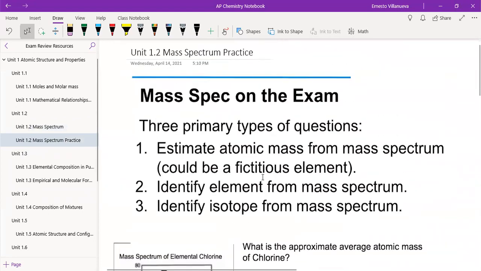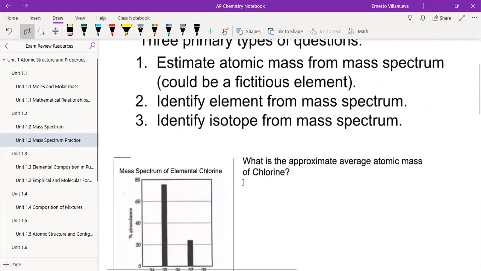Scroll all the way to the top. So mass spec on the exam, you're going to see three basic types. You're going to have to estimate the atomic mass from a mass spectrum. This could be a fake element. Identify the element from a mass spectrum, like we just did, or identify the isotope from a mass spectrum. Okay, identify the isotope.